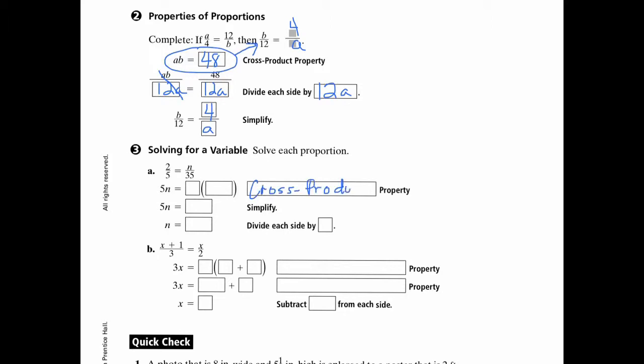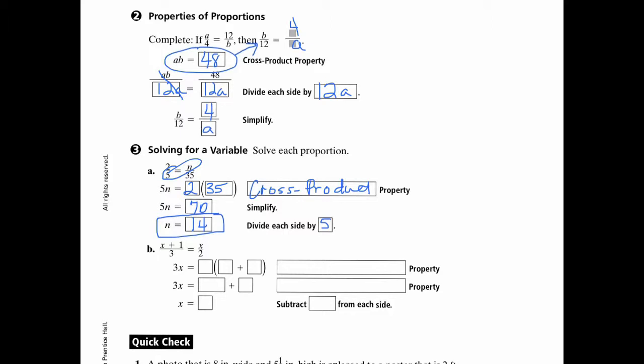And so I would start out with 5 times n. I like my variable to be on the left, so I always try to start with the variable on the left if I can. And then 2 times 35 would be the other side. Okay, so 5n equals 2 times 35 is 70. Then I would need to divide both sides by 5, and 70 divided by 5 is 14. Very good. And so n equals 14 would be my answer. Didn't you just do 2 times 35 divided by 5? Mm-hmm. Same thing.